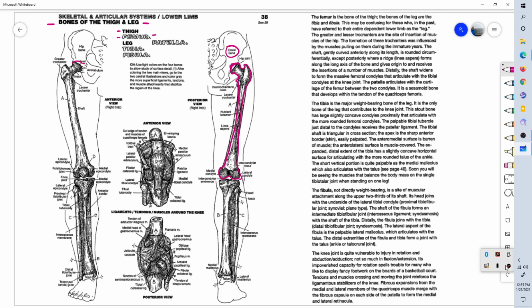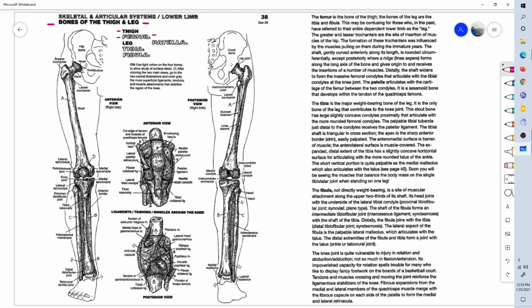This is the view from the front. And it is articulating with the hip, or with the pelvis, or the coxal bone right here. And the pelvis has a concave area called the acetabulum right here that articulates with the round convex head of the femur, and that is your hip joint.